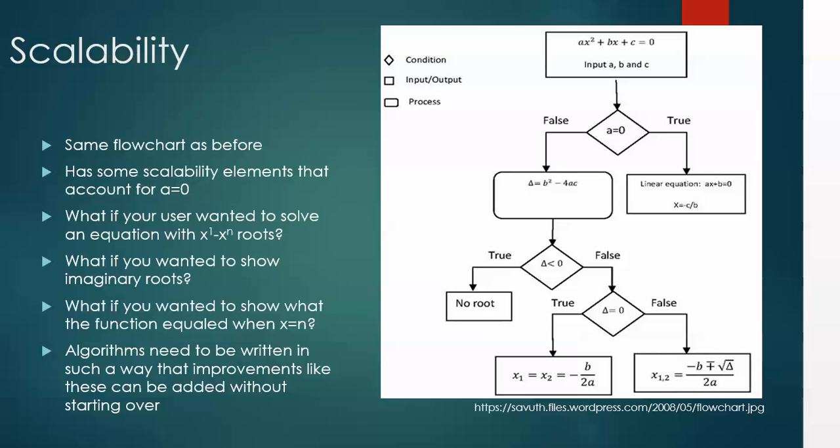I also mentioned, what if you wanted to show your user imaginary roots? You could create some sort of chain in your tree that calculated, if this occurs, what would your imaginary root be? You could create some other equations that go off of that tree branch there. So there's ways to improve anything, and you want to build a program that you can build onto after you've completed it. So those are things to keep in mind when you're building algorithms in the future.